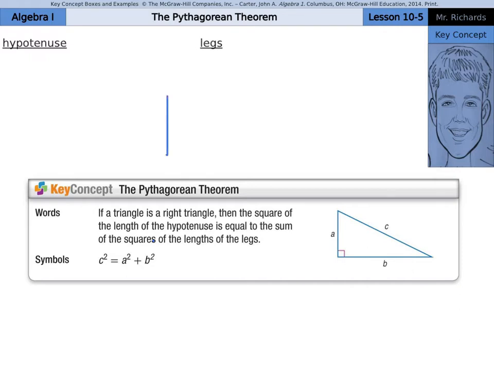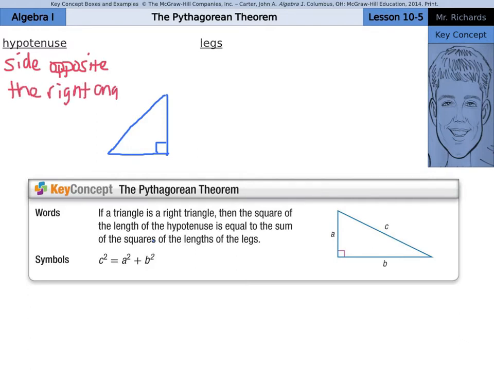If I just go ahead and draw in a right triangle here with our one right angle, we have the hypotenuse and legs. The hypotenuse is the side opposite the right angle. In other words, it's this side right here, the side that is opposite the right angle.